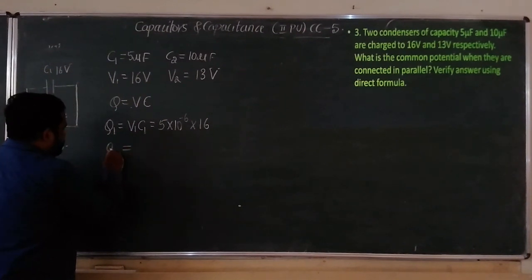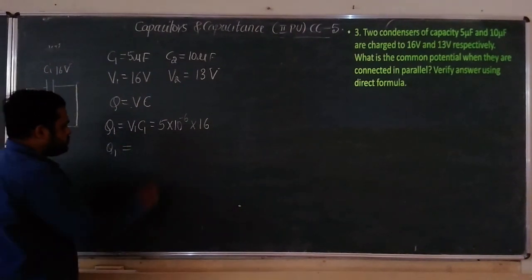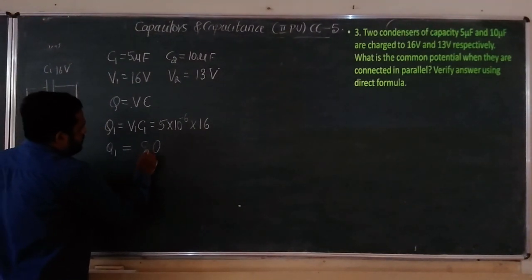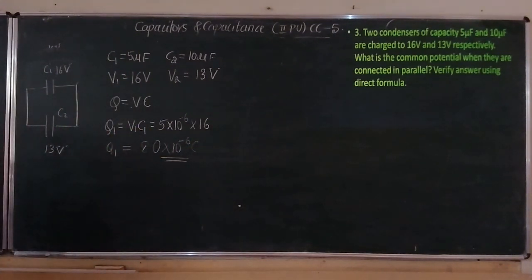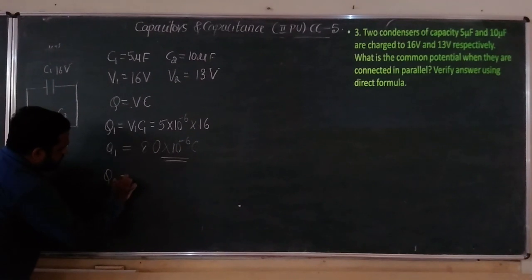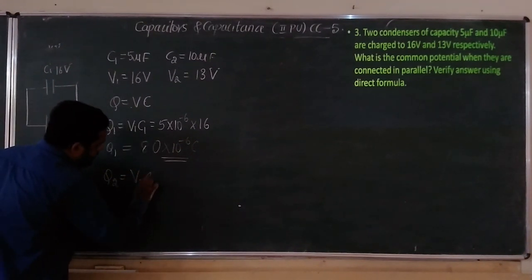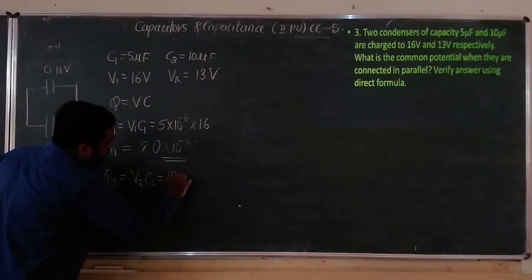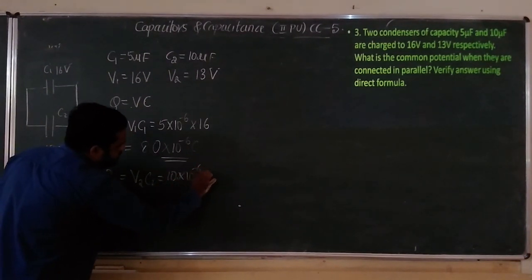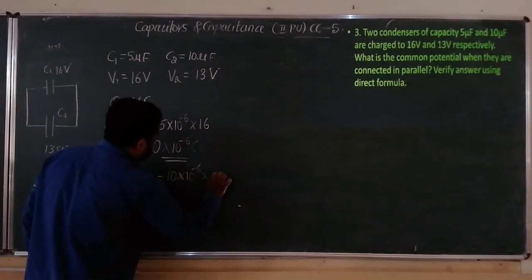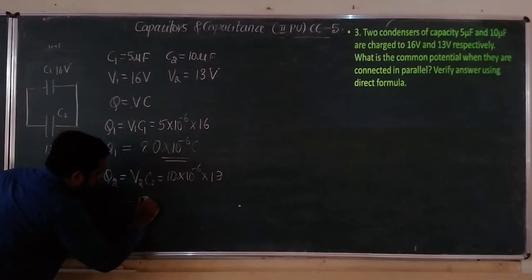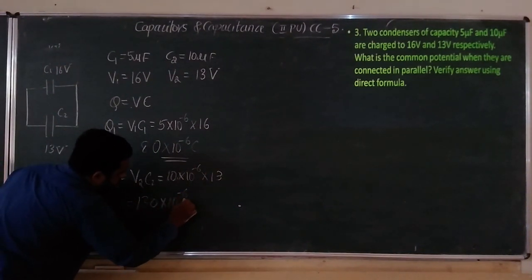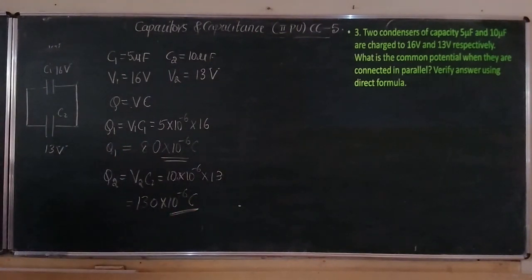If you multiply this, Q1 is equal to 80 into 10 to the power minus 6 coulomb. Charge stored in the first capacitor. Similarly, charge stored in the second capacitor, Q2 is equal to V2 into C2. C2 is 10 microfarad, that is 10 into 10 to the power minus 6, capacitance into potential difference, which is 13 volt. So this is equal to 10 into 13, 130 into 10 to the power minus 6 coulomb. Now these two are connected in parallel.